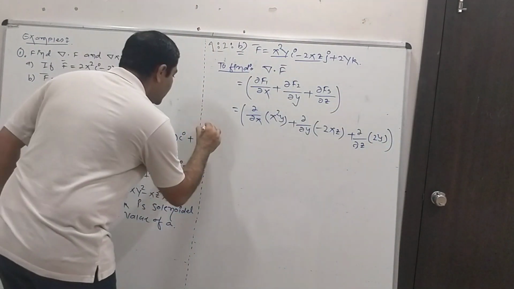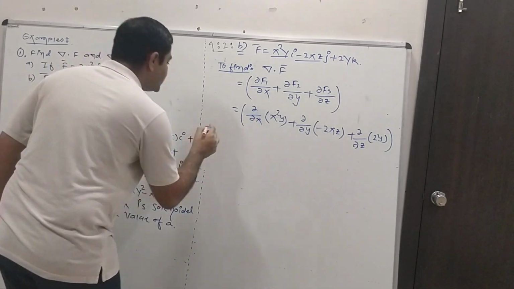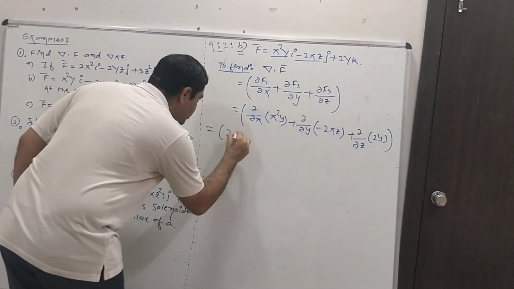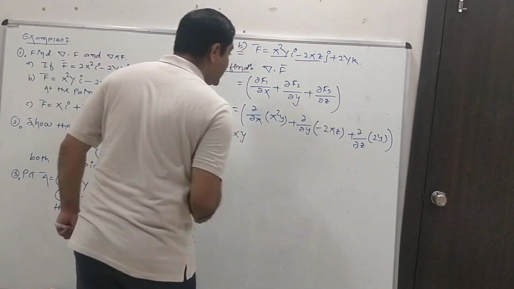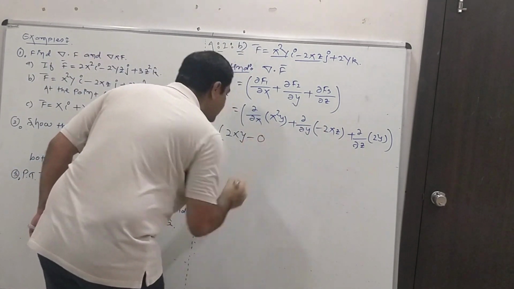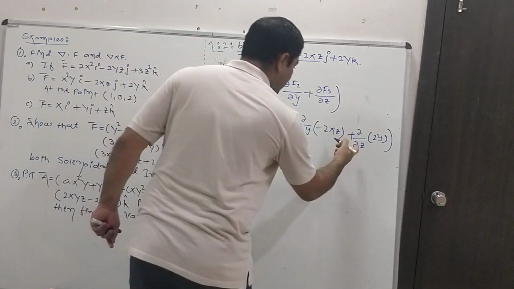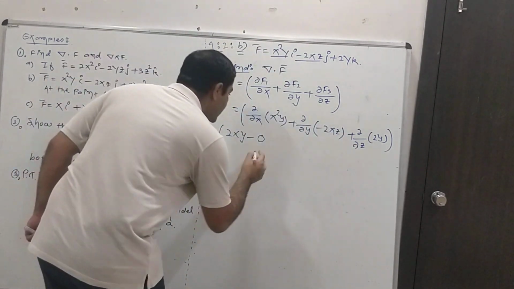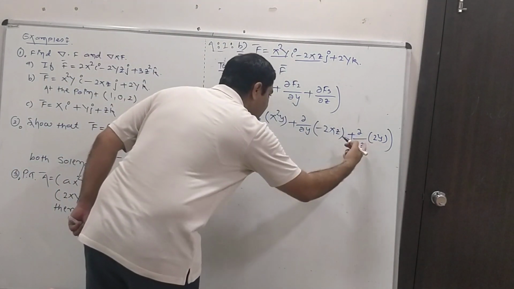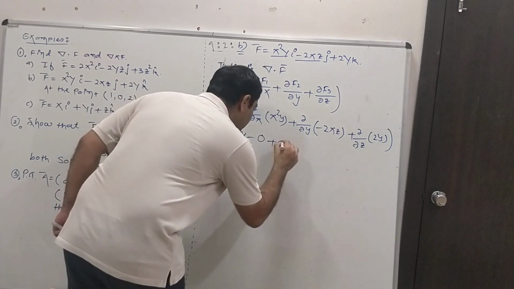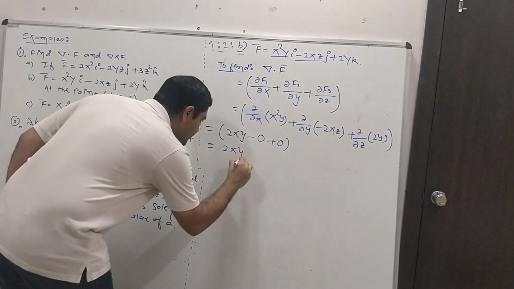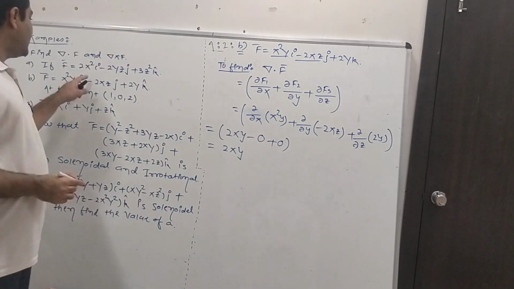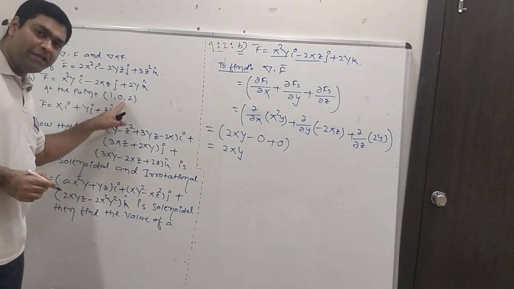Now with respect to x, you can write 2xy. With respect to y, there is no y, so it is 0. And with respect to z, there is no z. Again, the derivative of this function with respect to z is 0. So finally you get 2xy. But we have to find this value at the point (1, 0, 2), students.